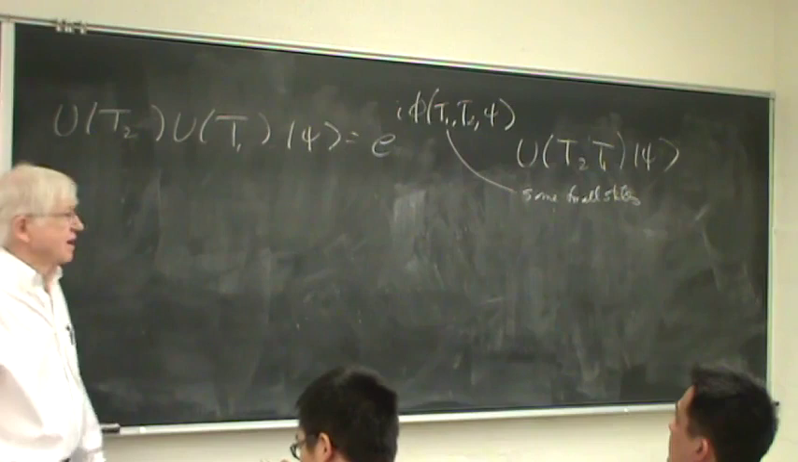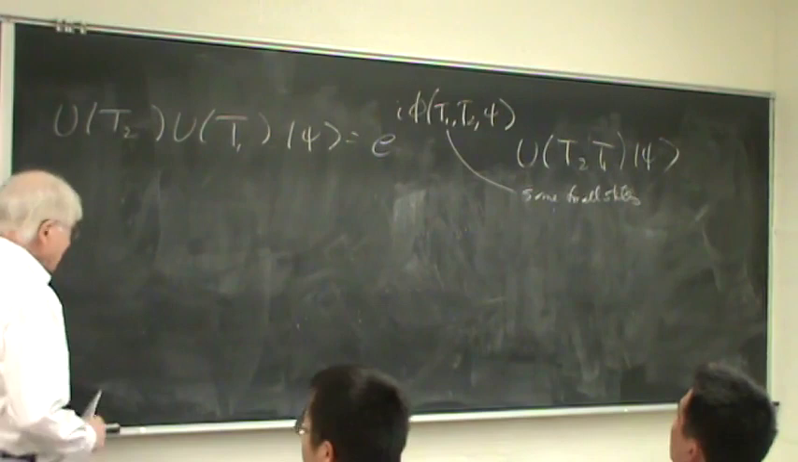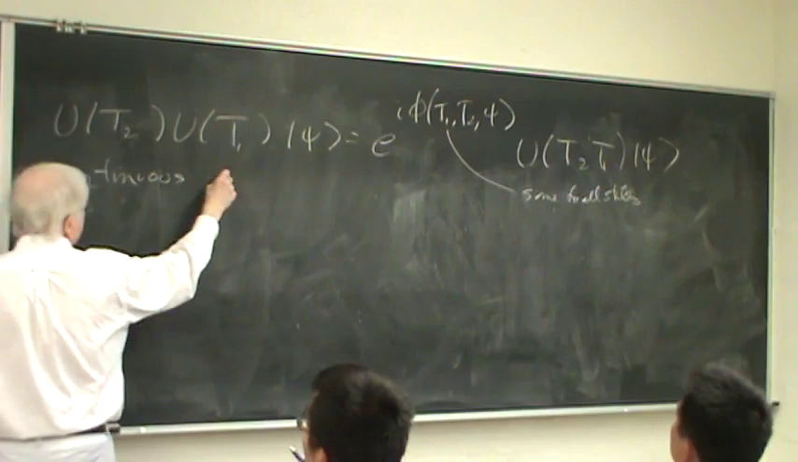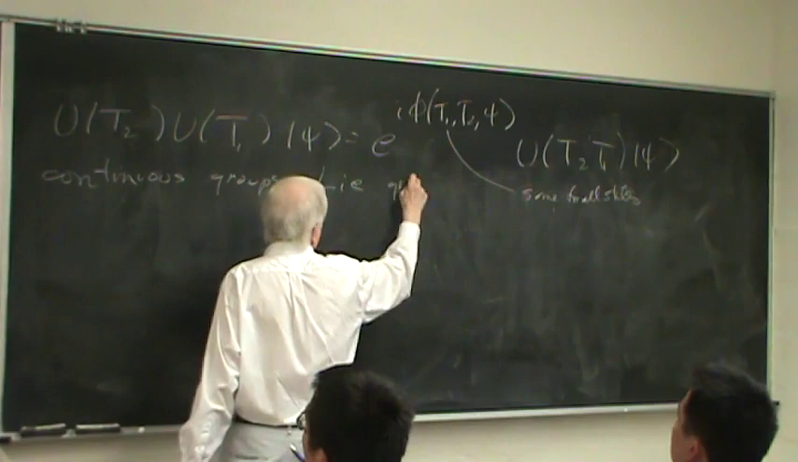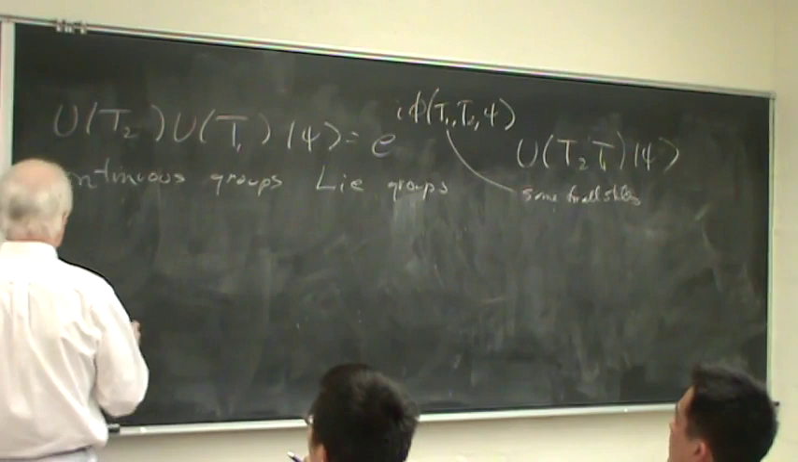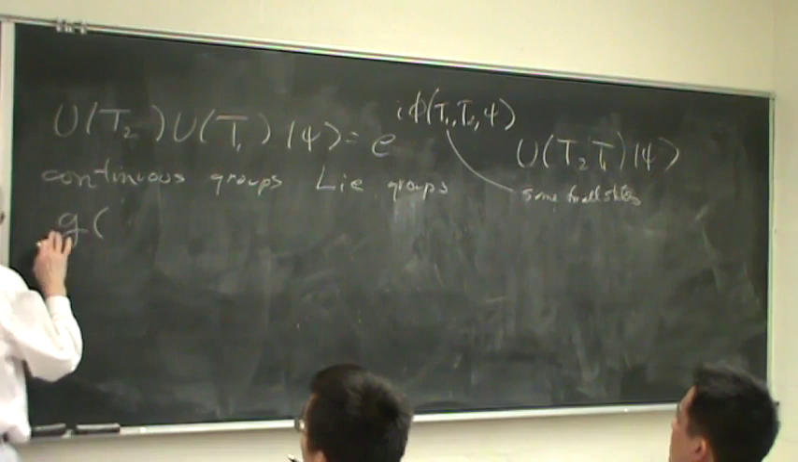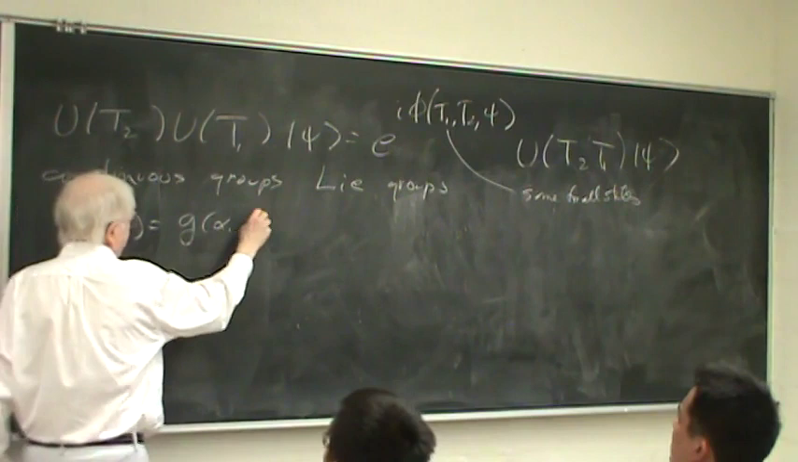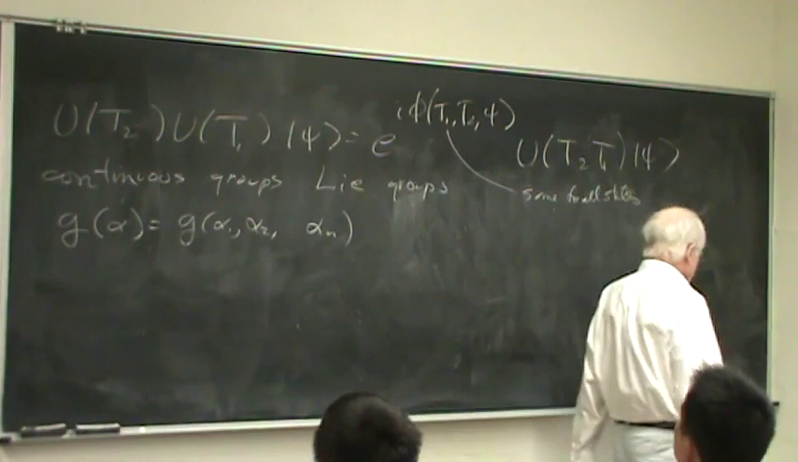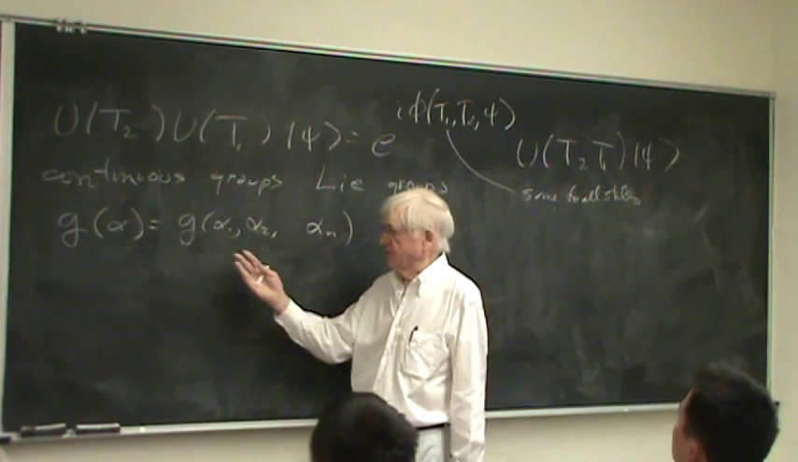Okay, so the idea is for continuous groups, which are called Lie groups. First of all, one talks about representations of the group. Suppose G is a group element and it's parameterized by some parameters alpha 1, alpha 2, up to alpha n, so it might be an n-parameter group. The rotation group might have three parameters.